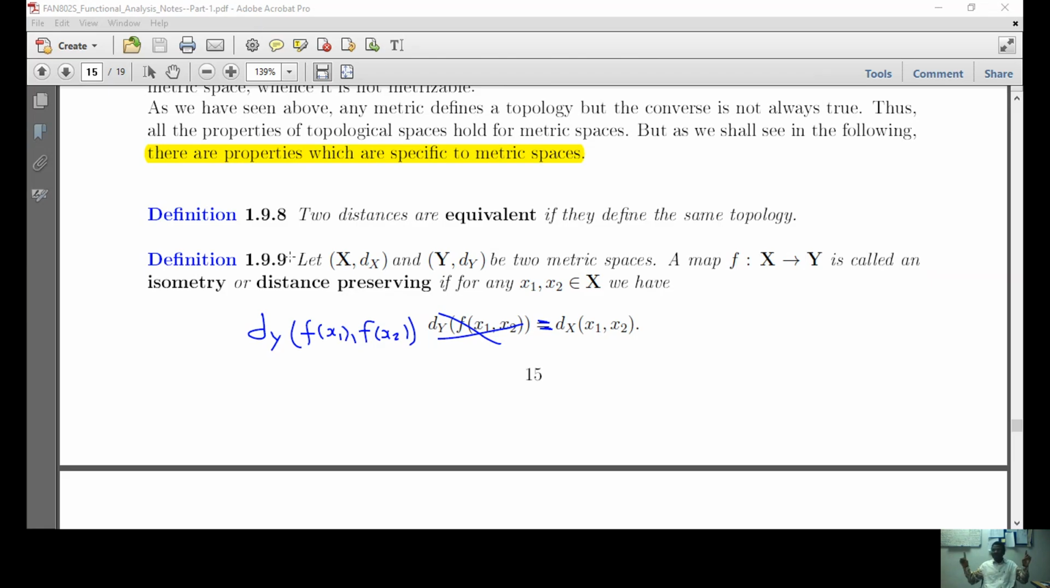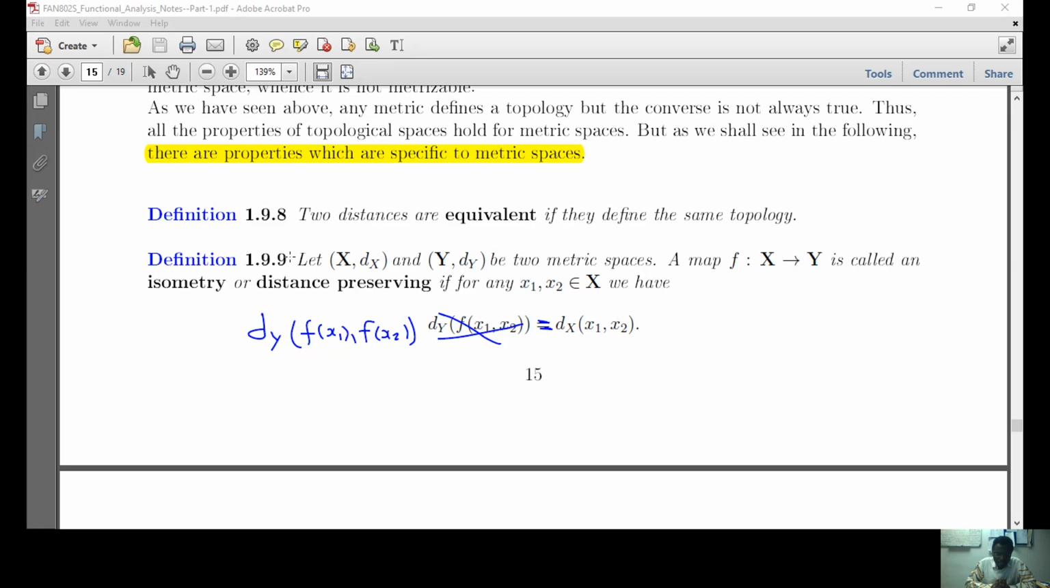Now, those two distances D1 and D2 will be said to be equivalent if the two underlying topologies are the same. What does it mean that they are the same? If they have the same open sets. Because if you have the same open sets, you have the same topology. Remember that a topology is defined by open sets. Right. So that is the definition of equivalent distances. And the next definition is distance preserving maps, or isometry, right?